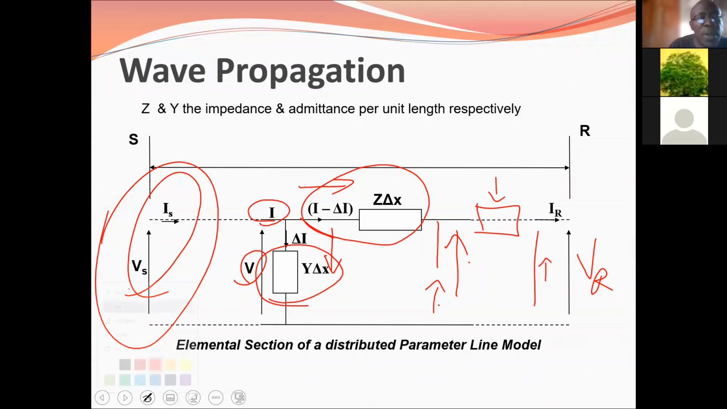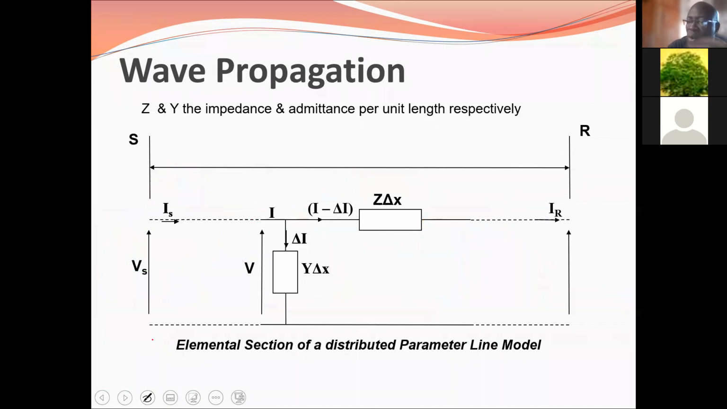We're not going to concern ourselves too much about the magnitude of those currents and voltages. What I want us to focus on are the applicable principles that we'll be addressing. So based on what we have here, you would have delta I flowing through Y delta X, and then you would have I minus delta I through Z delta X.